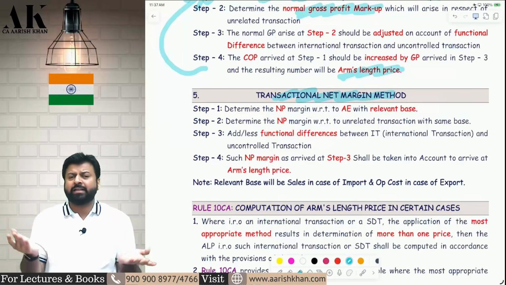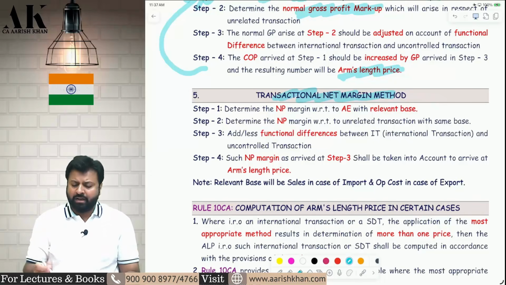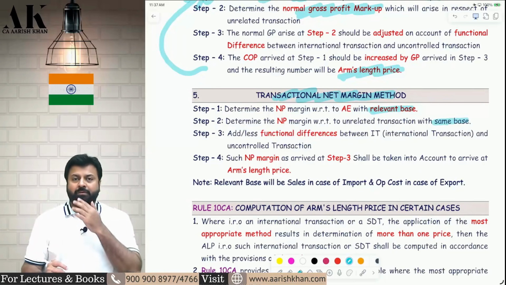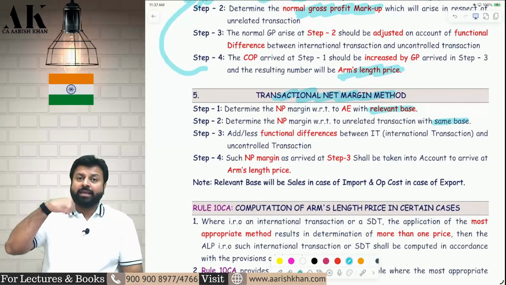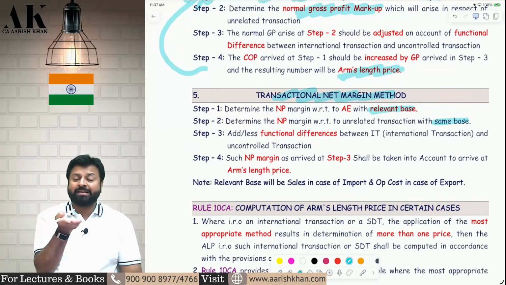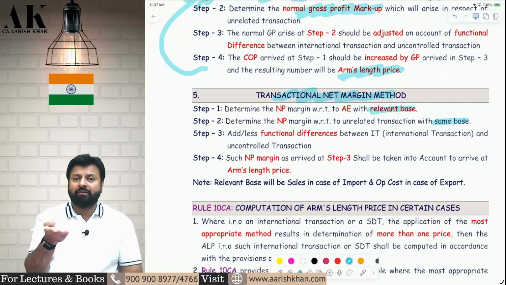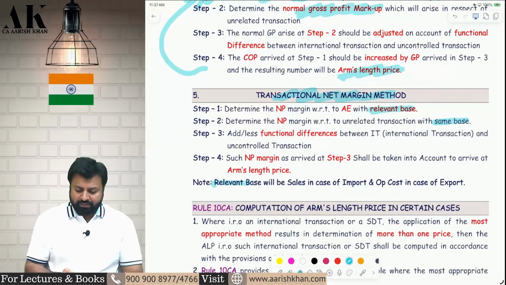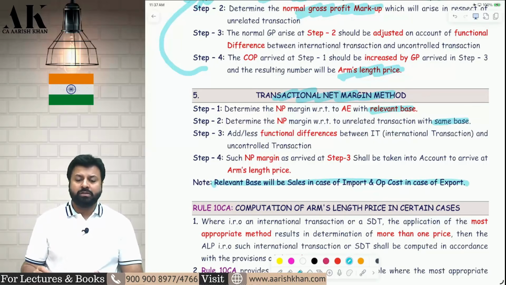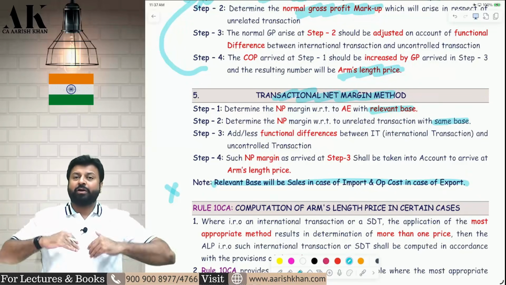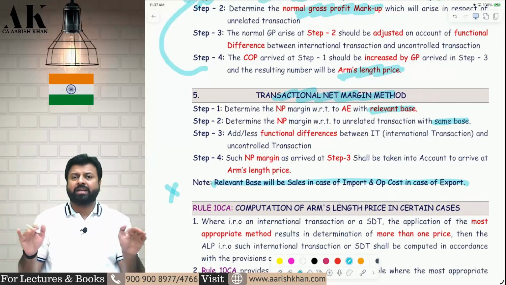But sir, when to take sale in the denominator, when to take cost in the denominator? The law is saying take the relevant base. Relevant base means what? I have told you in the class. If you are exporting, if you are selling, take the relevant base as cost in the denominator. And if you are importing, if you are purchasing, then take the relevant base as sales in the denominator. I have mentioned this in the note below. This entire line is not there in the study material, so students are confused when to take cost, when to take sales. It's very simple. If you are exporting, take cost. If you are importing, take sales.